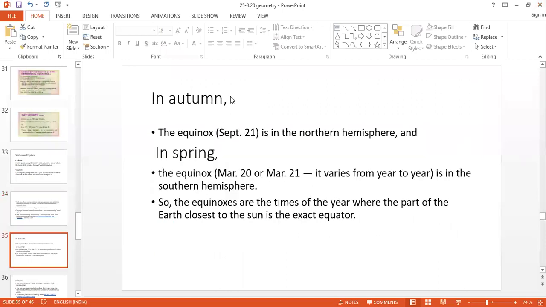The equinox on September 21st is in autumn in the northern hemisphere, and the equinox on March 20 or 21 is in spring. It varies from year to year. It is the opposite in the southern hemisphere. So the equinoxes are the times of the year when the part of the earth closest to the sun is the exact equator.